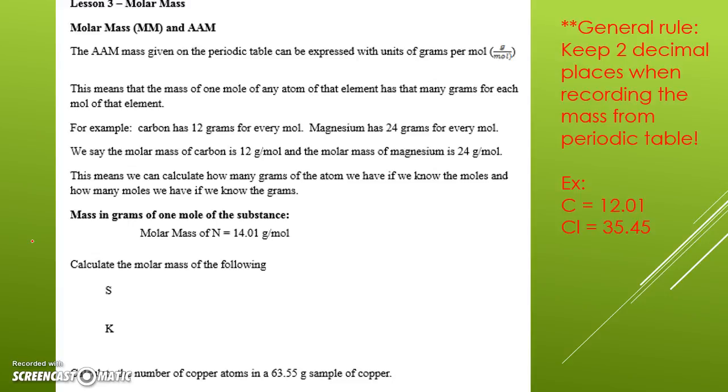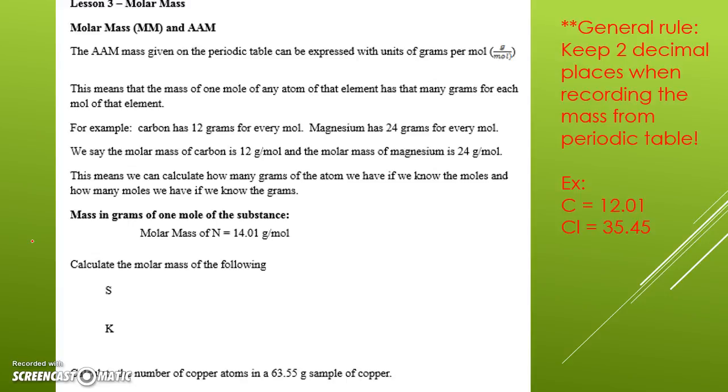This means that the mass of one mole of any atom of that element has that many grams for each mole of that element. For example, carbon has 12 grams for every mole, magnesium has 24 grams for every mole. You can see those numbers underneath the symbol on the periodic table. So when we say the molar mass of carbon is 12 grams per mole, the molar mass of magnesium is 24 grams per mole, this we can use to calculate in conversions.